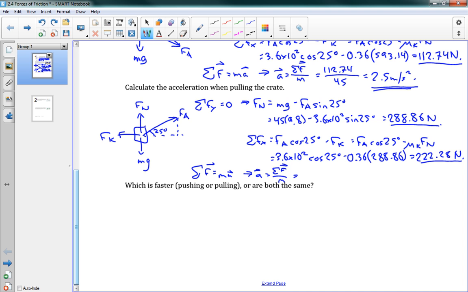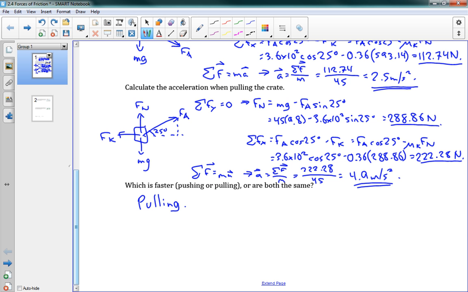Okay. So now I can write this 222.28 over 45, and this gives me 4.9 meters per second squared. Perfect. So that's it. We have two accelerations. You can see that the second one is almost twice as much acceleration. Which is faster or are both the same? Well, turns out pulling is the same. Or sorry, pulling is faster.